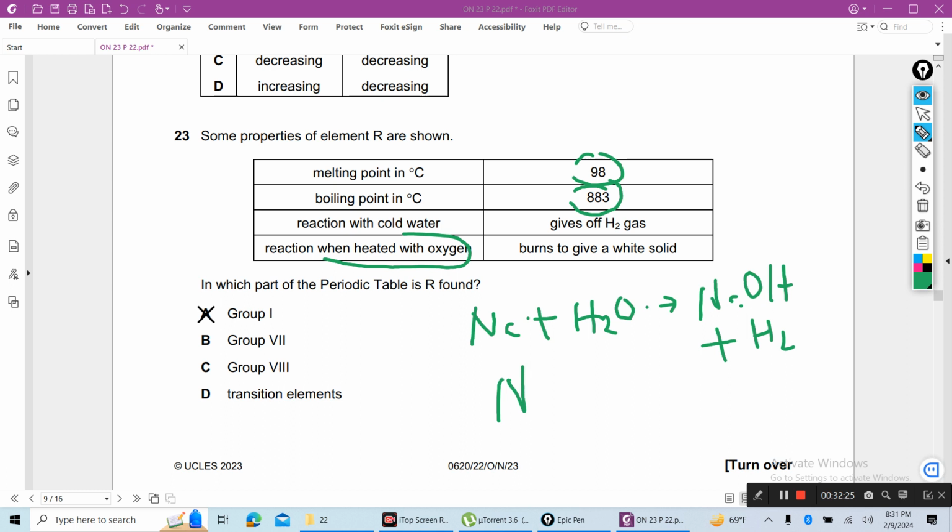Group 1 metal reacts with oxygen to form white solid sodium oxide. Sodium oxide is a white solid. So A is the correct answer.